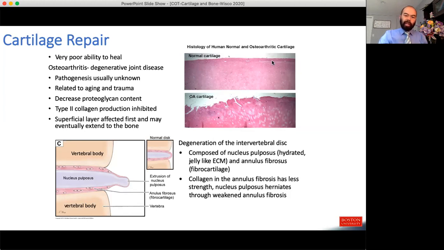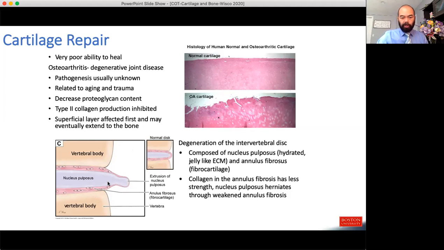So here we look at normal cartilage at the top, which has its nice perichondrium layer, and then the extracellular matrix layer, right? But this is an osteoarthritic cartilage where the cartilage is clearly damaged. It's lost its structure. If we look over here, this now refers more towards a fibrocartilage structure.